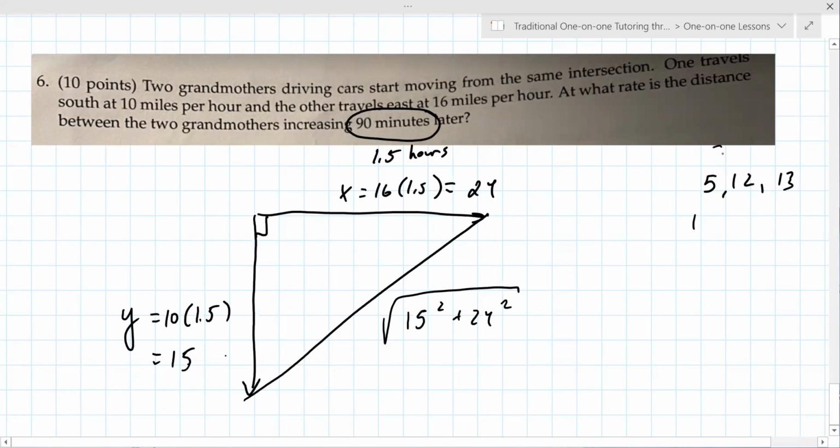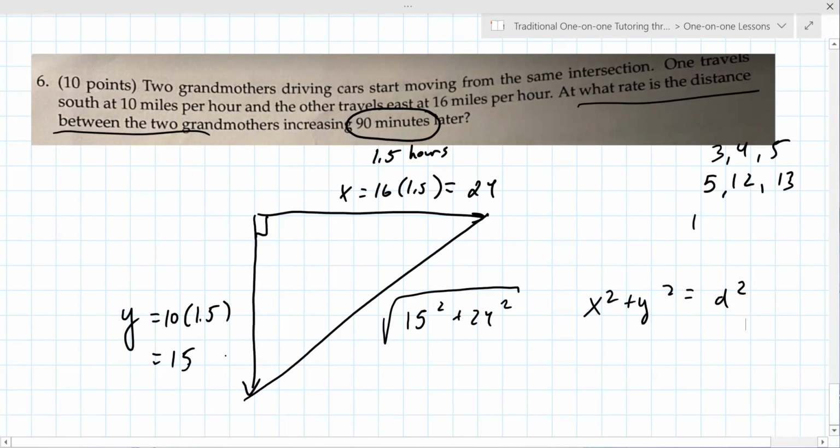So the other one that sometimes comes up is 3, 4, 5. I guess, I don't know. We'll just get that number, but whatever that is, we'll get it. Now it's asking for the rate that the distance between the two is changing. So you know to set this up as x squared plus y squared equals d squared.